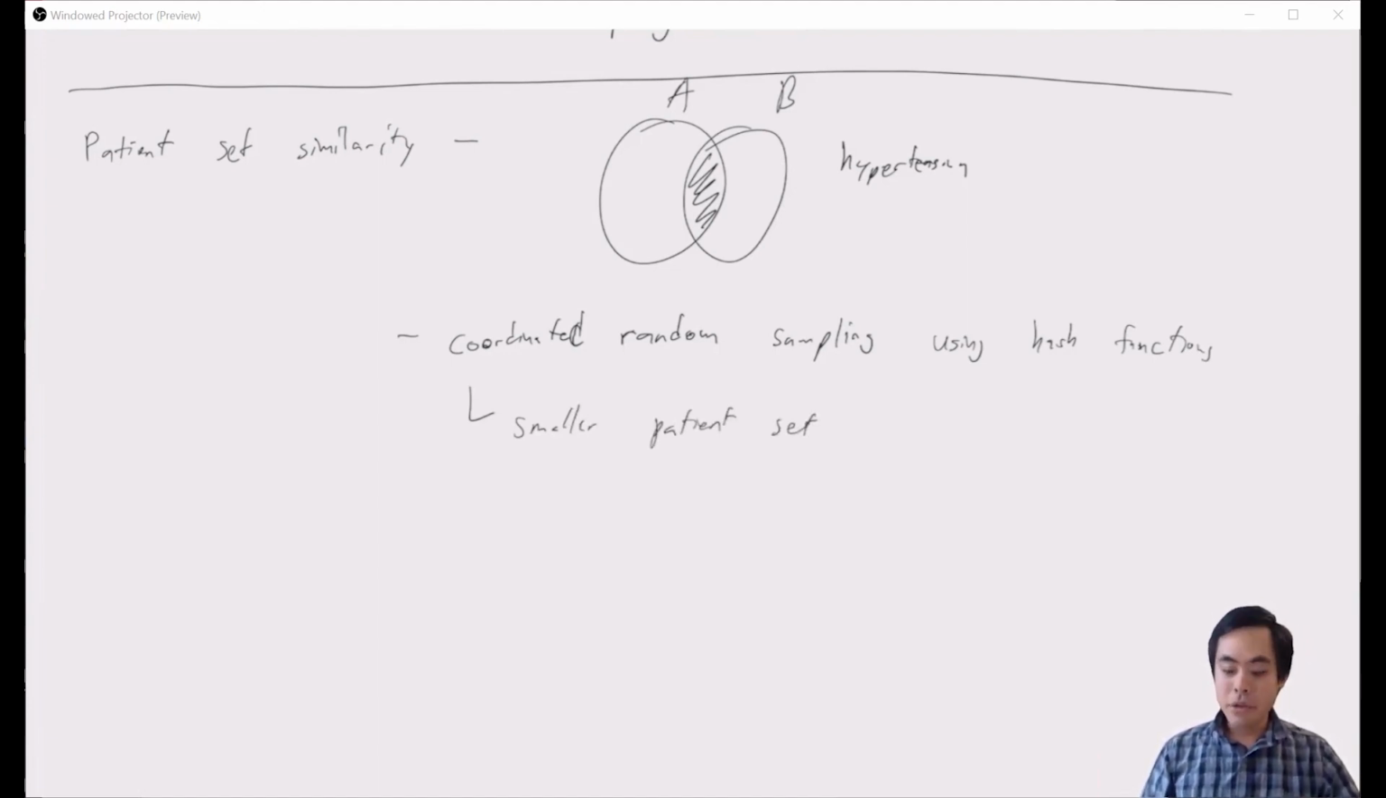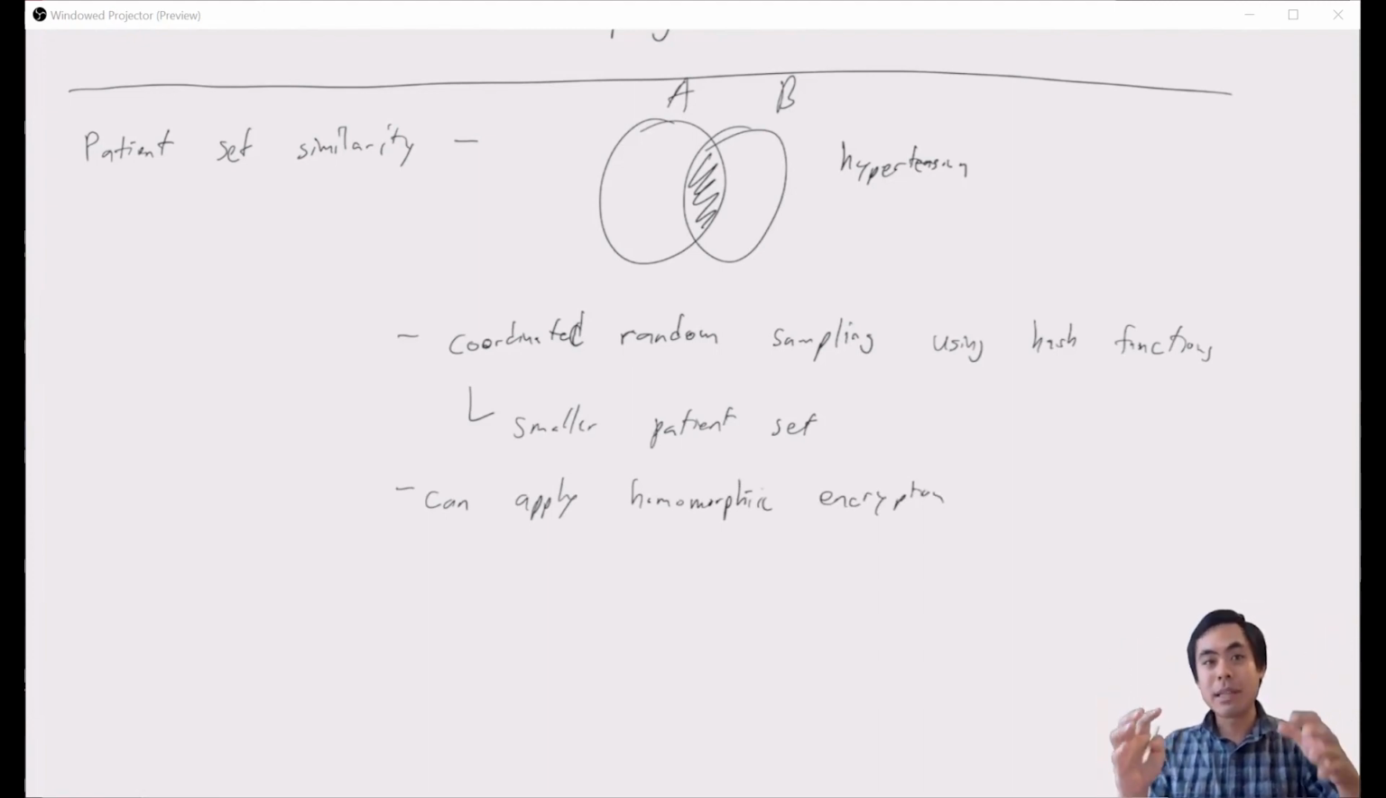And lastly, another thing you can do is once these data sets are small enough, you can apply modern cryptographic techniques in the form of homomorphic encryption, which is a technique that allows you to do computations on encrypted data, but is fairly slow, so it's hard to do on large data sets. So you can apply homomorphic encryption to these smaller subsampled data sets to privately compute the similarity between patient sets, allowing you to quickly do federated clinical queries.